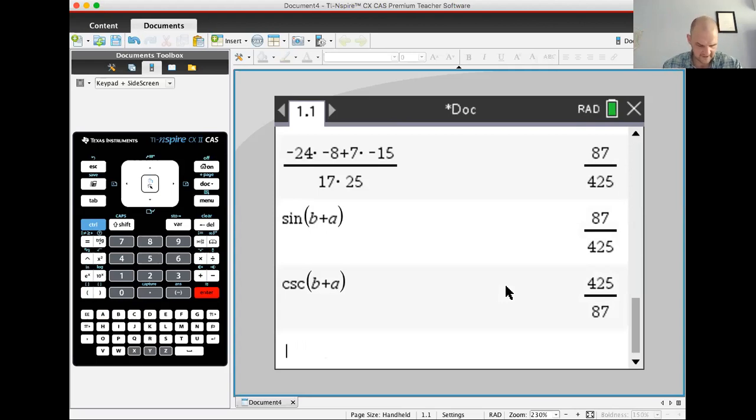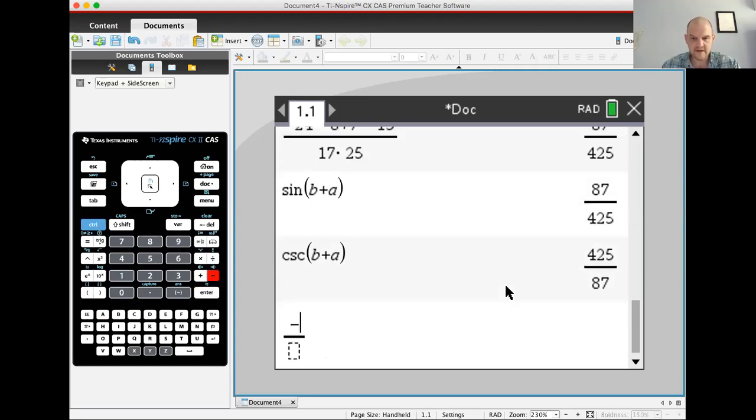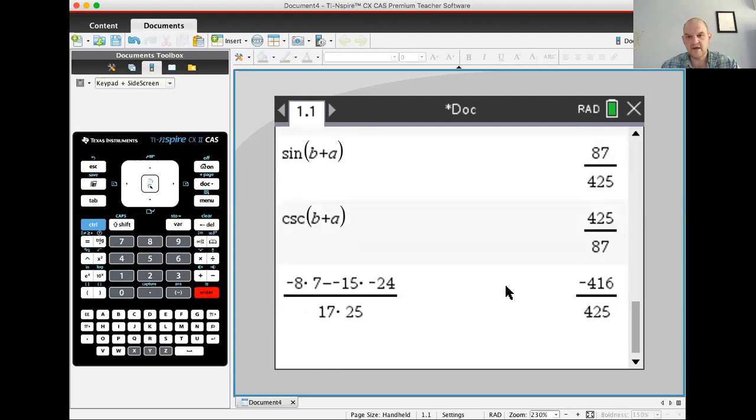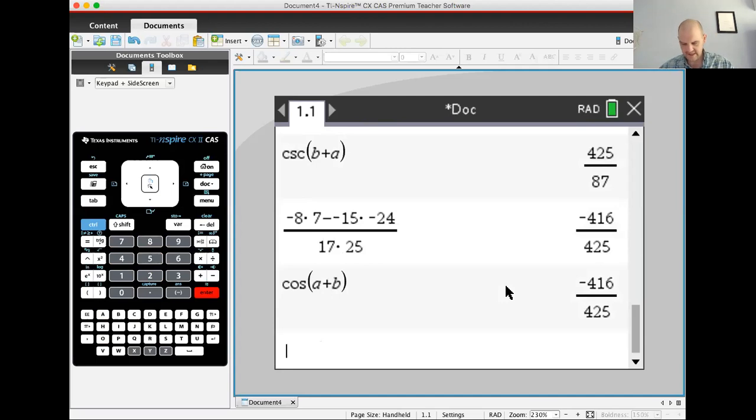Let's try to do the cosine of A plus B. So that's going to be negative 8 times 7 minus negative 15 times negative 24 over 17 times 25, because that's always going to happen. And then we think that's the cosine of A plus B, which is, we're going to handwrite that in, negative 416 over 425. This is like a puzzle. I kind of like it.